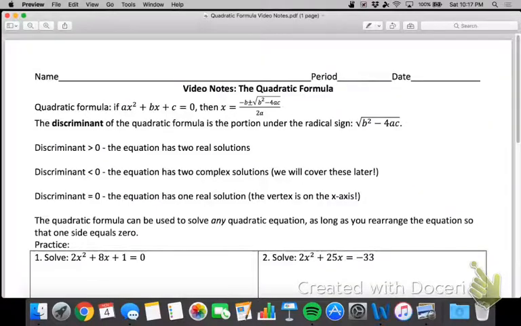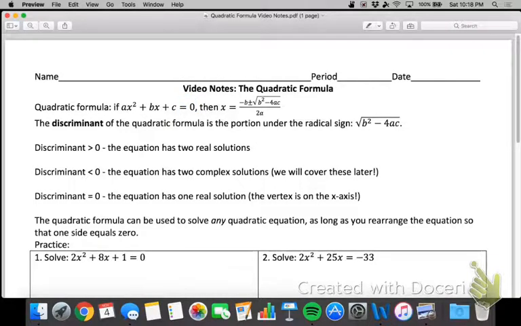Alright, so we're going to cover the quadratic formula in this video. A lot of you have probably used the quadratic formula or heard of it or remember it from Algebra 1, so hopefully some of this is review. The quadratic formula can be used to solve any quadratic equation, so long as we first set the equation equal to 0. So we have a quadratic equation with ax squared plus bx plus c, and it's set equal to 0. That's an important part.